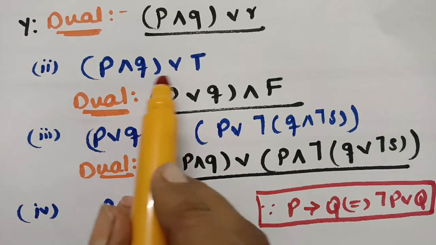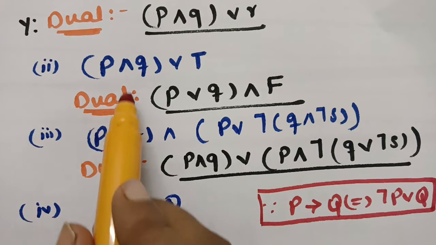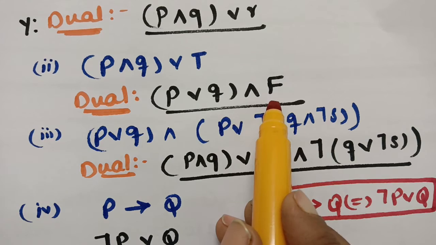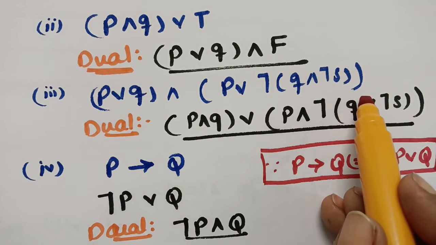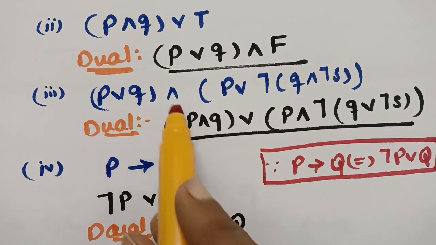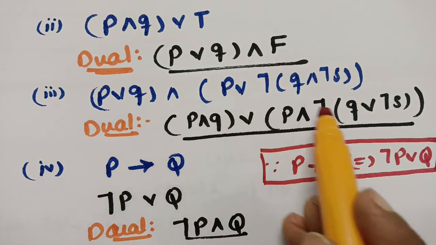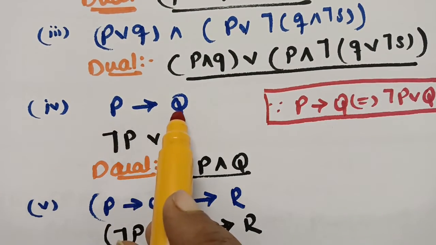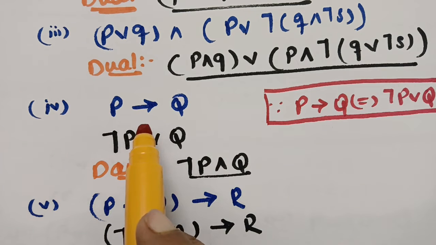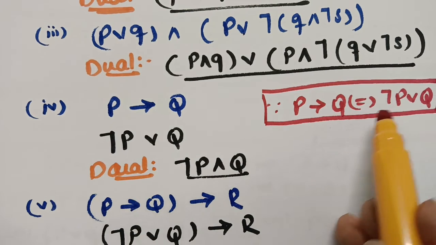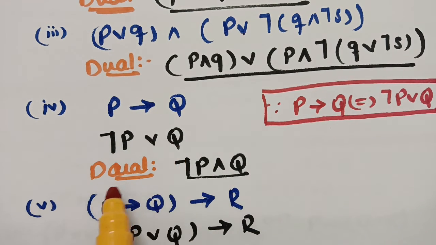And next one, P and Q or T. So here also the dual statement will be, in place of and I wrote or, and in place of true I have written false. And next one, this is the statement given and you have to write the dual for the following statement. Here there is or, put and; there is and, keep or. And next one is P implies Q. Here and or are not seen, therefore I am writing the equivalent statement of P implies Q as negation P or Q, and the dual value changes to negation P and Q.